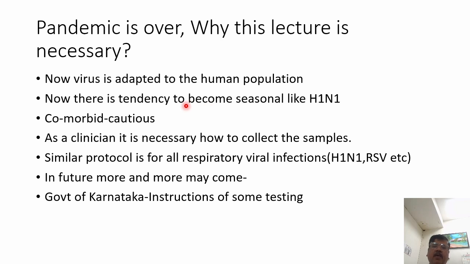Now the virus has adapted to the human population and there is a tendency to become seasonal. It's like H1N1, and there are comorbid conditions. The Government of India and the Government of Karnataka have given guidelines that we should be cautious for comorbid conditions. As a clinician, it is necessary to know how to collect the samples, and a similar protocol applies to other respiratory viruses. Suppose a case of H1N1 or RSV, if you are suspecting RSV.